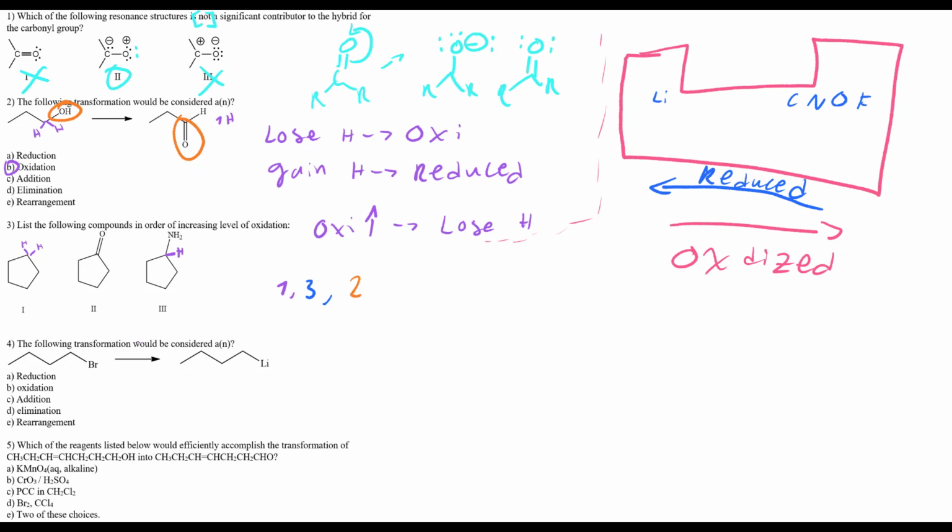For number 4, the following transformation would be considered a what? So we have bromine, something happened to it and it just became a lithium. Well, bromine is somewhere over here. And again, lithium is on the left side. So technically you can say that bromine is more oxidized than lithium. But in this question, we went from bromine to lithium. So we went from a higher state to a lower state. Would you say that we were reduced? I would say that we were reduced. So therefore, A would be the correct answer.